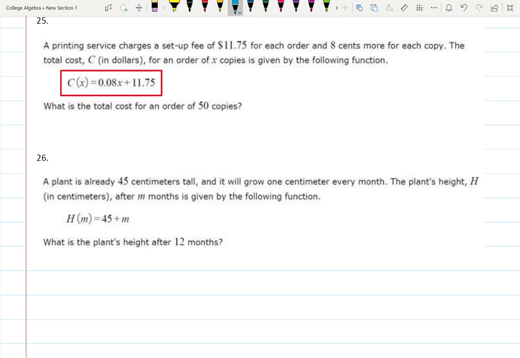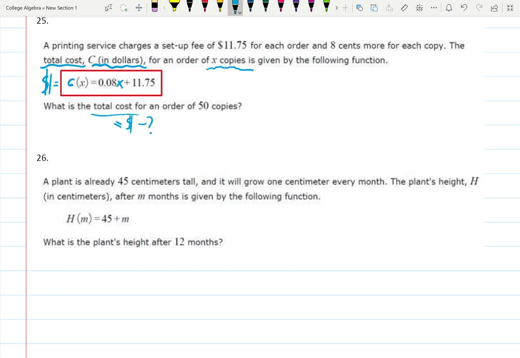So I know that the function C, C is in dollars. And C is a total cost. So that's dollars, right? That's my money. And then C depends on X. What is my X? You need to find it somehow. X is the copies. X is number of copies. So now read carefully the question. What is the total cost? Okay, we're looking for dollars.